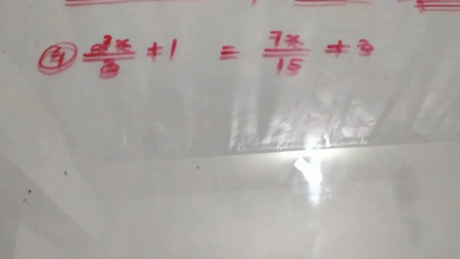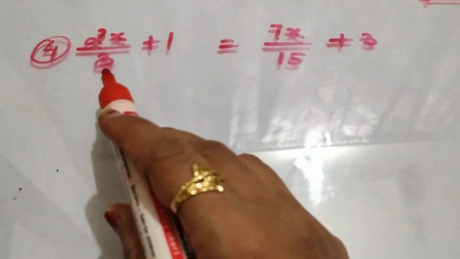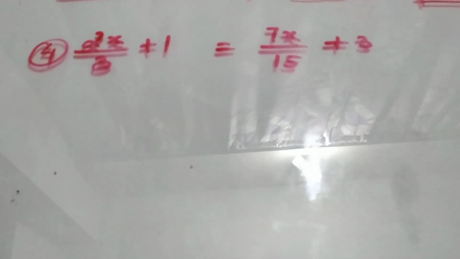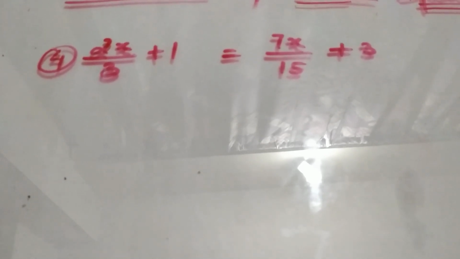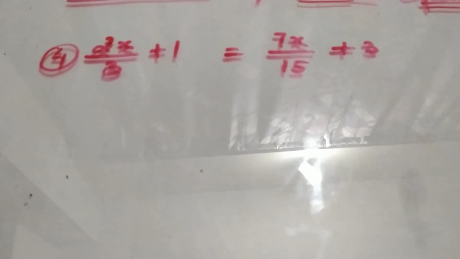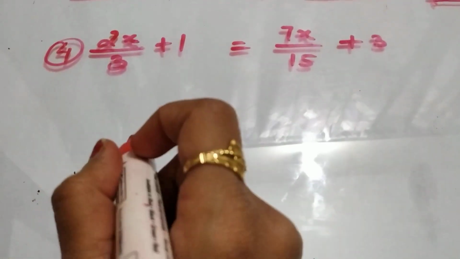Now you are thinking, here 2x is there. So first we collect all the x on one side and all the constant numbers on the other side. We can collect all the x on the left side or the right side. That is your choice. I am going to collect on the left side.